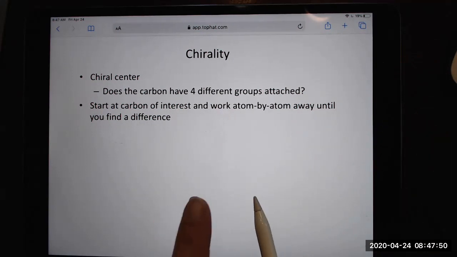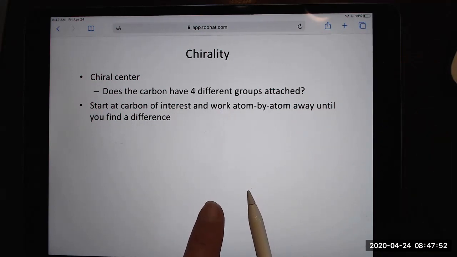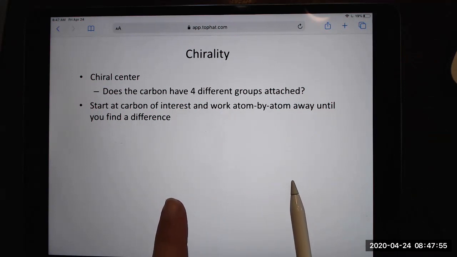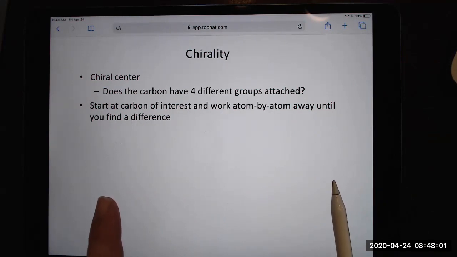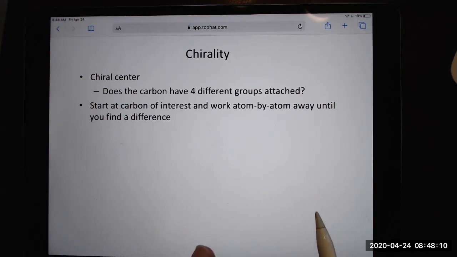If there is, say, a tie, what you can do is go out one further and see if there's a difference, and keep going out until you either find a difference, or you come to the end of the chain, or you come back onto yourself if it's a ring. If there's no difference, then it's not a chiral carbon.